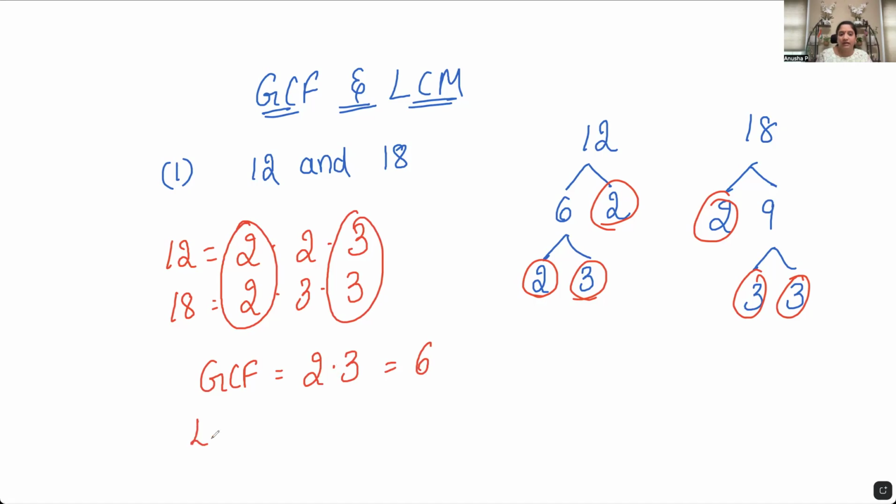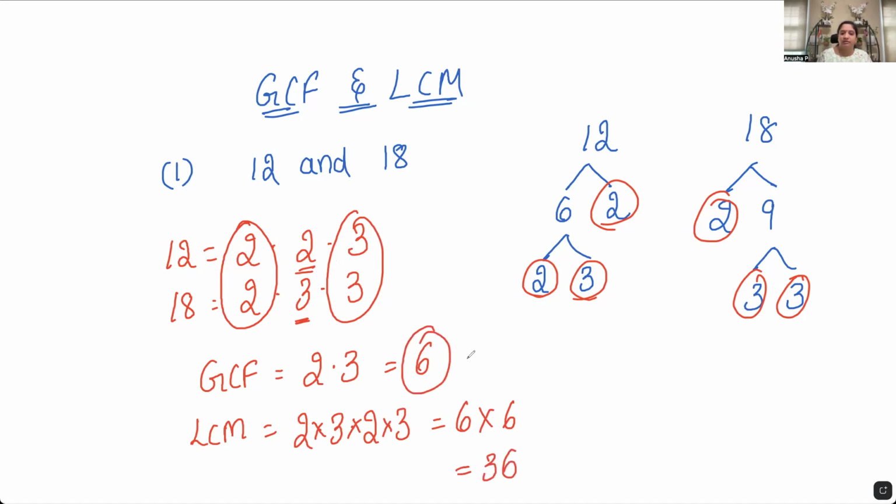To find LCM, we have to take the common factor numbers and then we have to do the remaining numbers too. We have to take the multiples of the remaining numbers; here 2 and 3 are not circled. We have to write everything and then multiply them. 2 times 3 is 6, and 6 times 6 is 36. So GCF will be 6 and LCM will be 36.